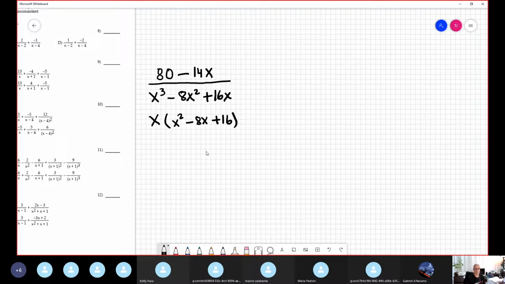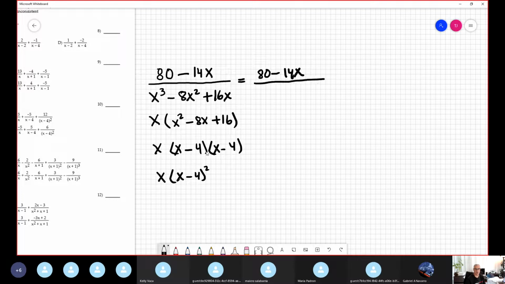And we have here a trinomial. Suppose that I don't know this trinomial, the combination is 4: 4 times 4 is 16 and 4 plus 4 is 8, and negative, no? However, I write it in a different way. I write x minus 4. When the multiplicity is repeated, it's a square. And my problem now is 80 minus 14x divided by x times x minus 4 squared.